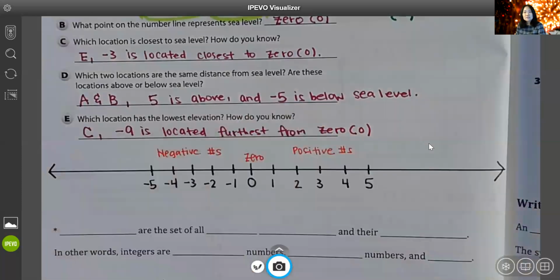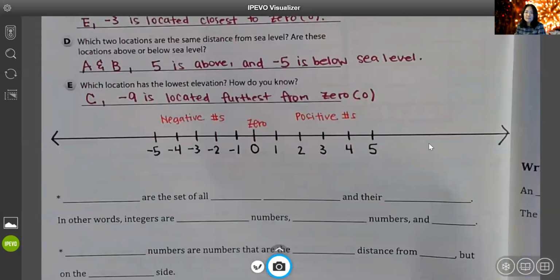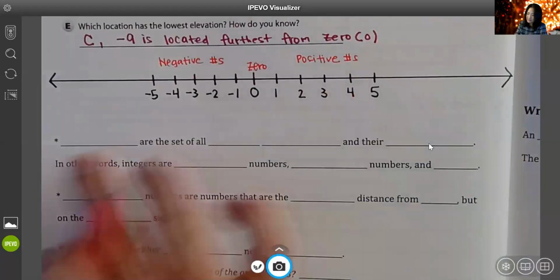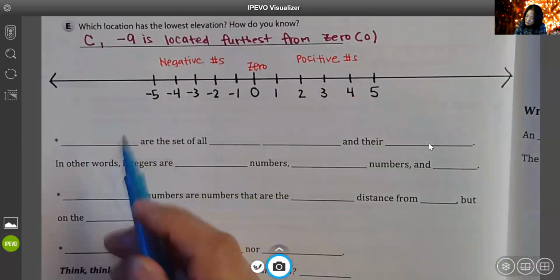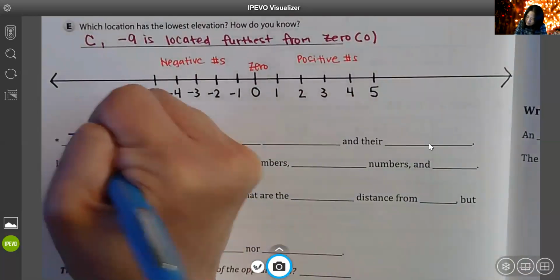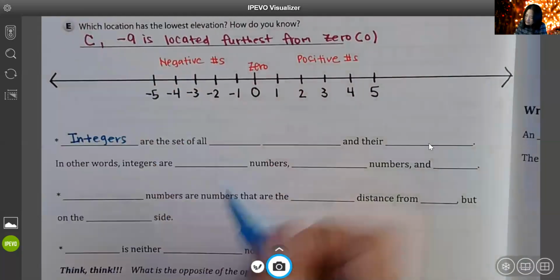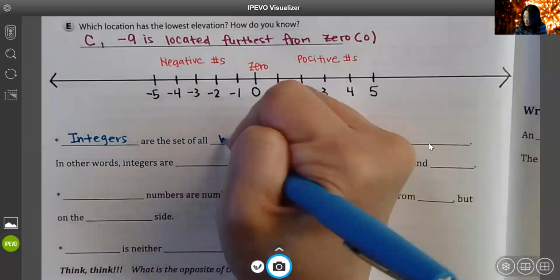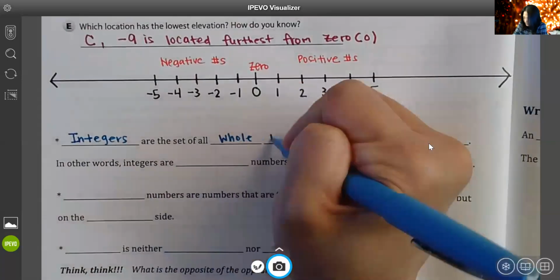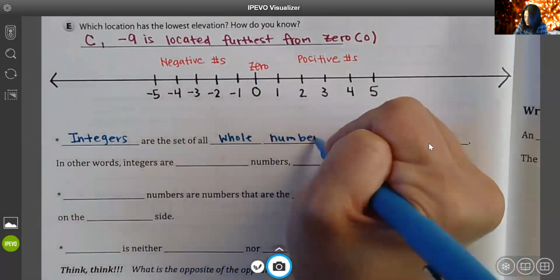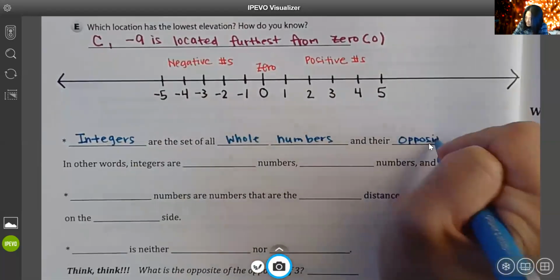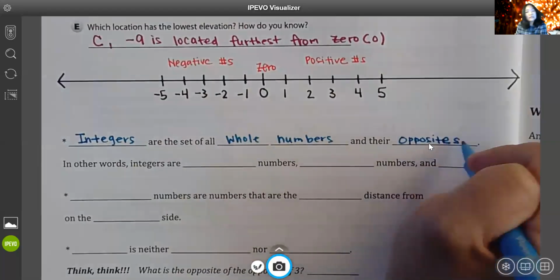All right, so using that number line, I'm going to talk about the definition of integers. So right here, let's go. Integers are the set of all whole numbers and their opposites. That's the definition of integers.